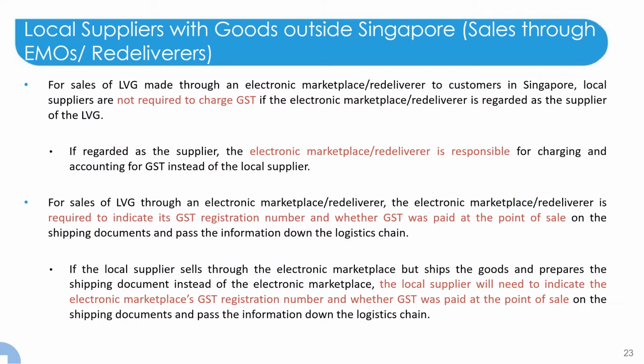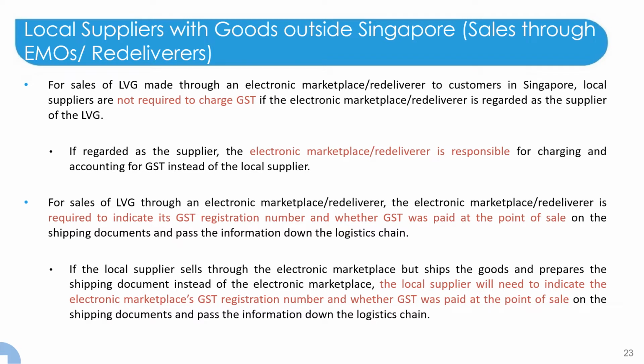For sales of LPG made through an electronic marketplace or redeliverer to customers in Singapore, local suppliers are not required to charge GST if the electronic marketplace or redeliverer is regarded as the supplier of the LPG. In such cases, the electronic marketplace or redeliverer is responsible for charging and accounting for GST instead of the local supplier. For sales of LPG through an electronic marketplace or redeliverer, the electronic marketplace or redeliverer is required to indicate its GST registration number and whether GST was paid at the point of sale on the shipping documents and pass the information down the logistics chain.